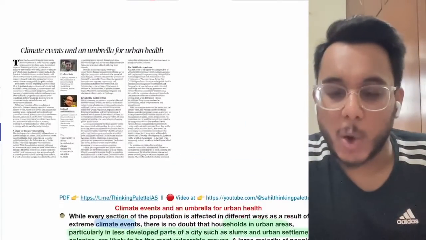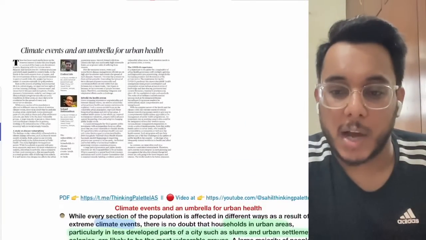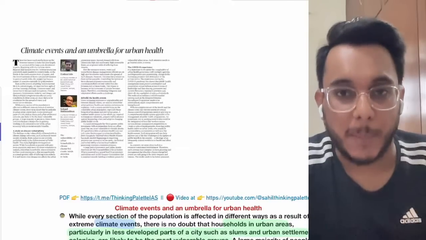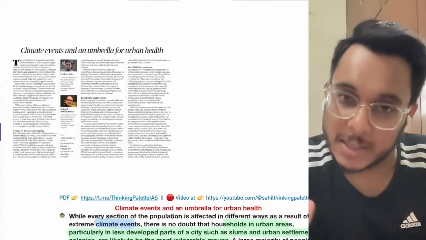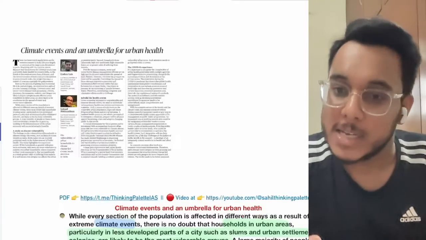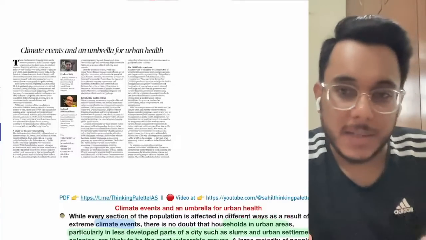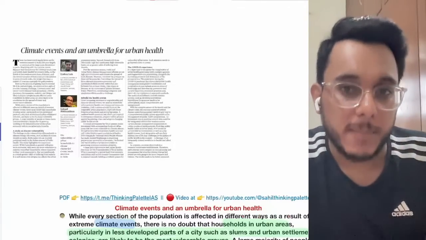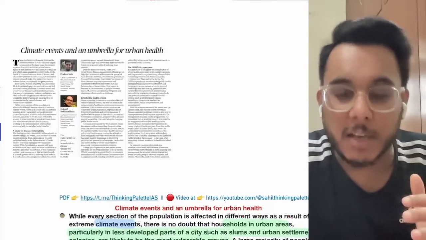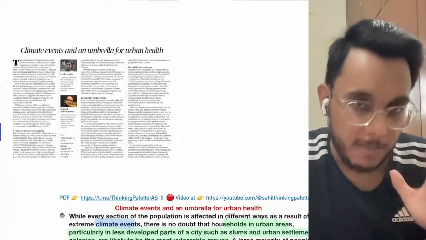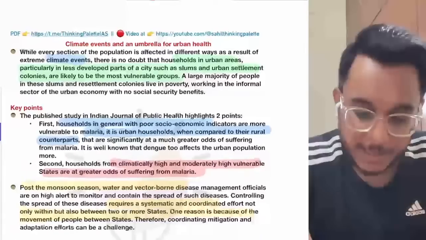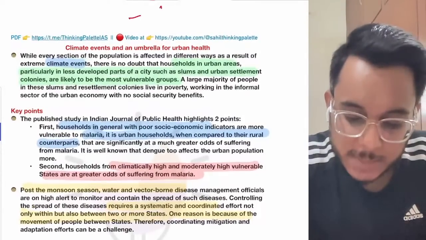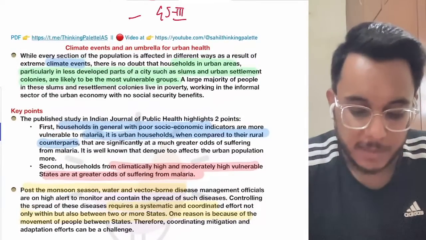Where can we use bills without their becoming an Act that are passed in the House? Is there any validity? See, the bills that we are discussing are more likely to become Acts, and some have even become Acts. Not every bill is important, but some bills, even in the format of a bill or even if they become an Act, are important. Climate events and an umbrella for urban health. Now, we will see this article with respect to GS Paper 3, environment.